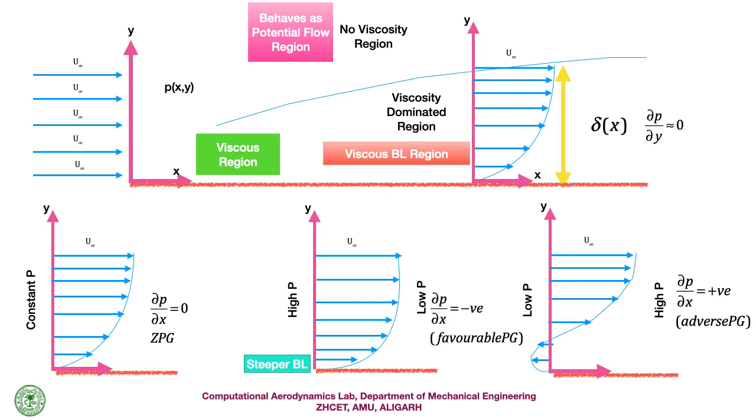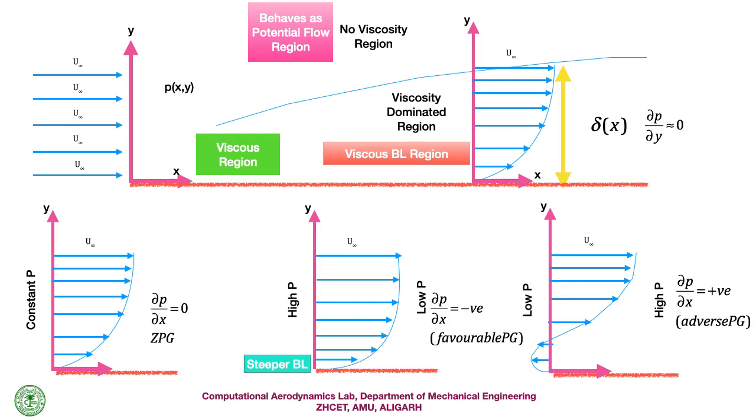Now if there is a zero pressure gradient boundary layer, that means the pressure in the streamwise direction, del p by del x, is equal to 0. It happens when it has a constant pressure. So I have plotted the velocity profile. If you see the second velocity profile, that is the case for a favorable pressure gradient. So the pressure is high in the upstream.